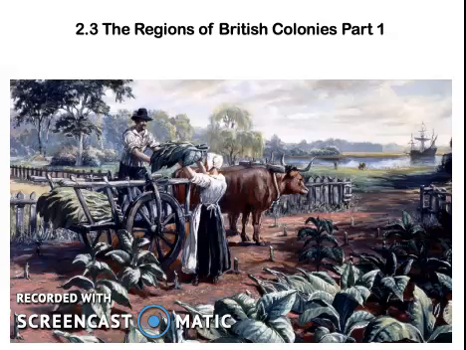Today, we're going to start to take an in-depth look at the British colonial regions. And one of the points that I made yesterday was that the British colonies were very different from one another. The different regions were all very different, so in the south versus the middle versus the north. And so we're going to start to explore what makes those regions different from one another.